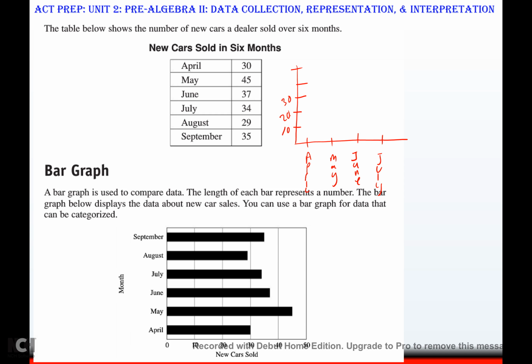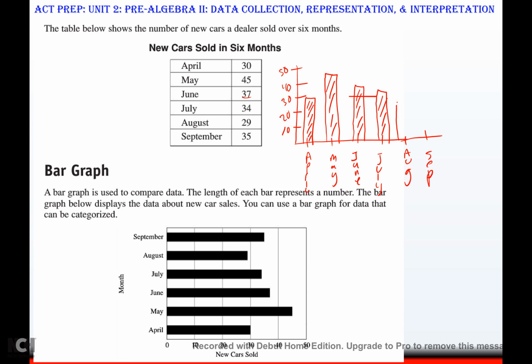So for me, for April, I would come up to 30, and there's my bar graph for April. For May, it was up to 45, so that would come up to about right there. In June, there was 37, so that would come up to about right there. In July, there was 34, so about right there. And then we have August and September. August was 29, and September was 35. That's how I would have made the bar graph.